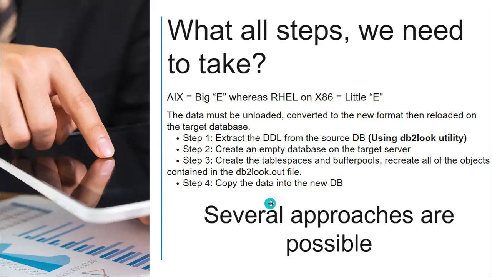So what would be step one ideally? Extract the DDL from the source DB by using the DB2 look utility. When we say utilities, there is not an additional tool which I need to pay for, not additional software which I need to buy. It's an inbuilt utility which comes with the DB2 software itself, which I can use to fetch the DDL, or the structure, of the entire database or specific objects from the DB2 database.